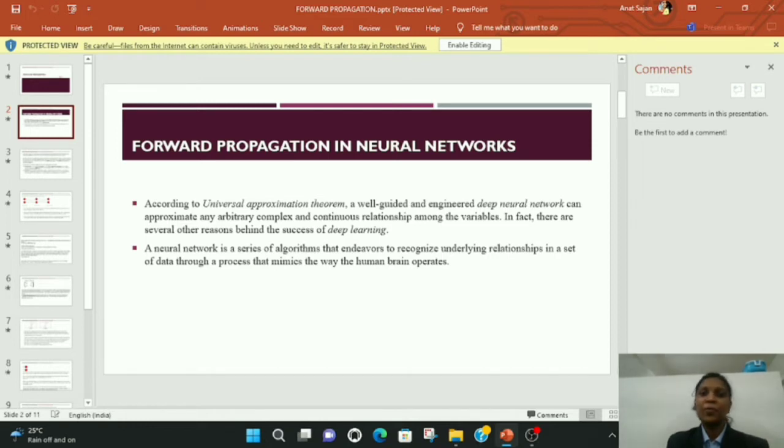According to the universal approximation theorem, a well-guided and engineered deep neural network can approximate any arbitrarily complex and continuous relationship among the variables. In fact, there are several other reasons behind the success of deep learning. A neural network is a series of algorithms that endeavors to recognize underlying relationships in a set of data through a process that mimics the way the human brain operates.